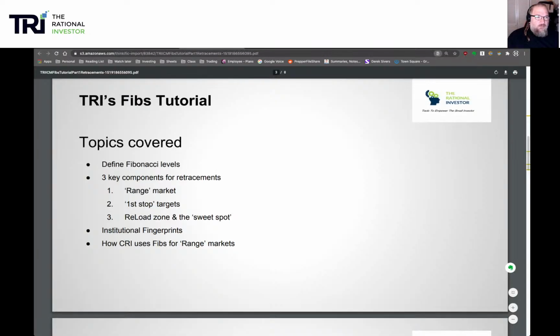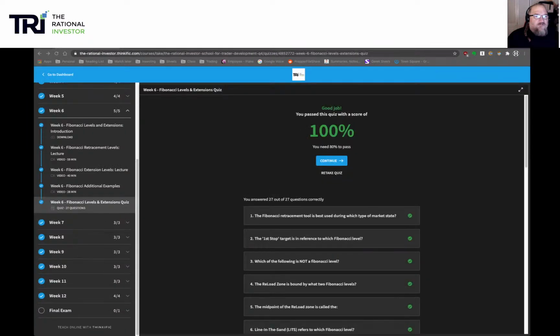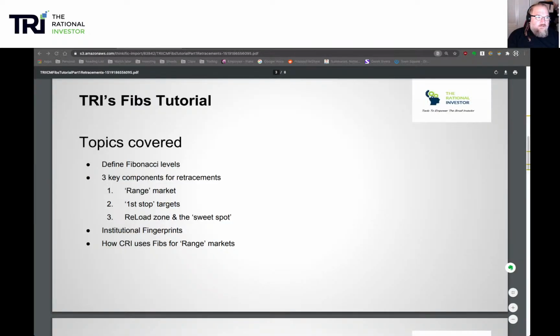Retracements. Here we go. And actually, I'm gonna move this chat over to my other screen so that I can see that while I'm talking here. There we go. Hopefully you are still seeing the right screen. Yeah, it looks like you are. Okay.